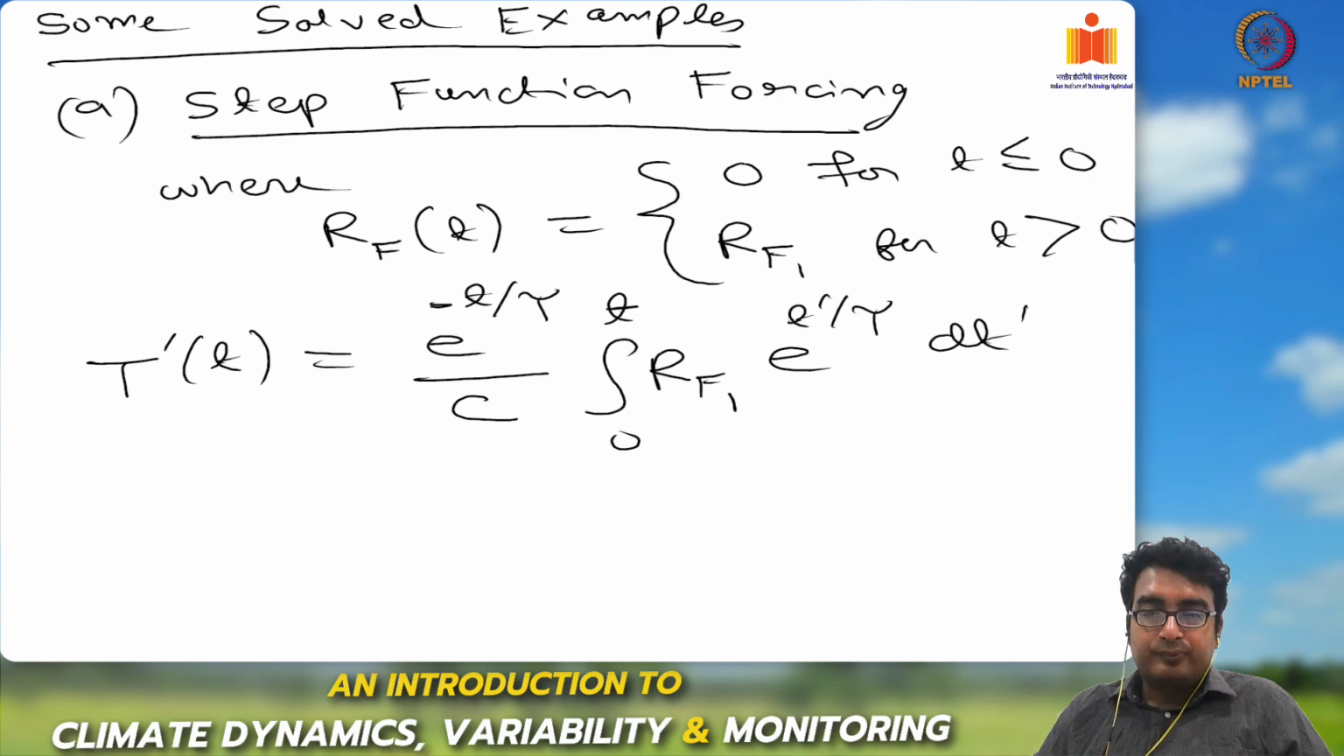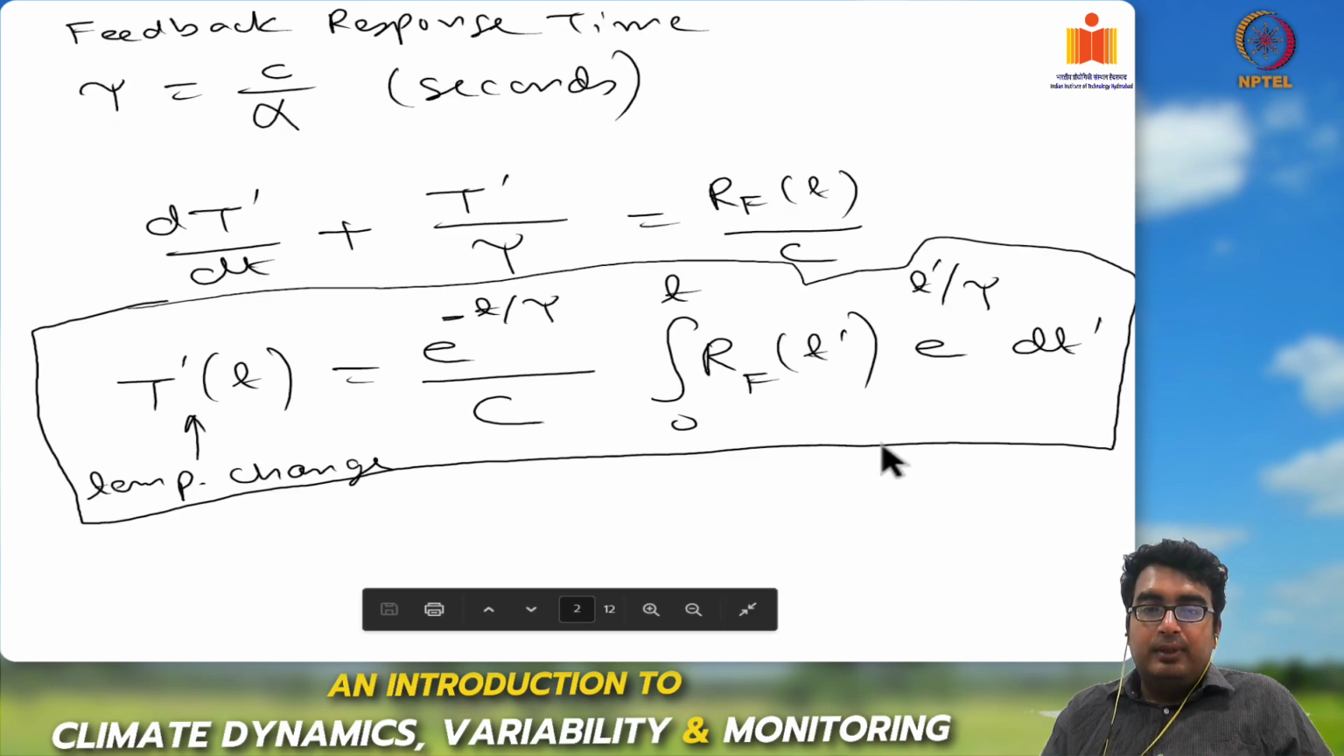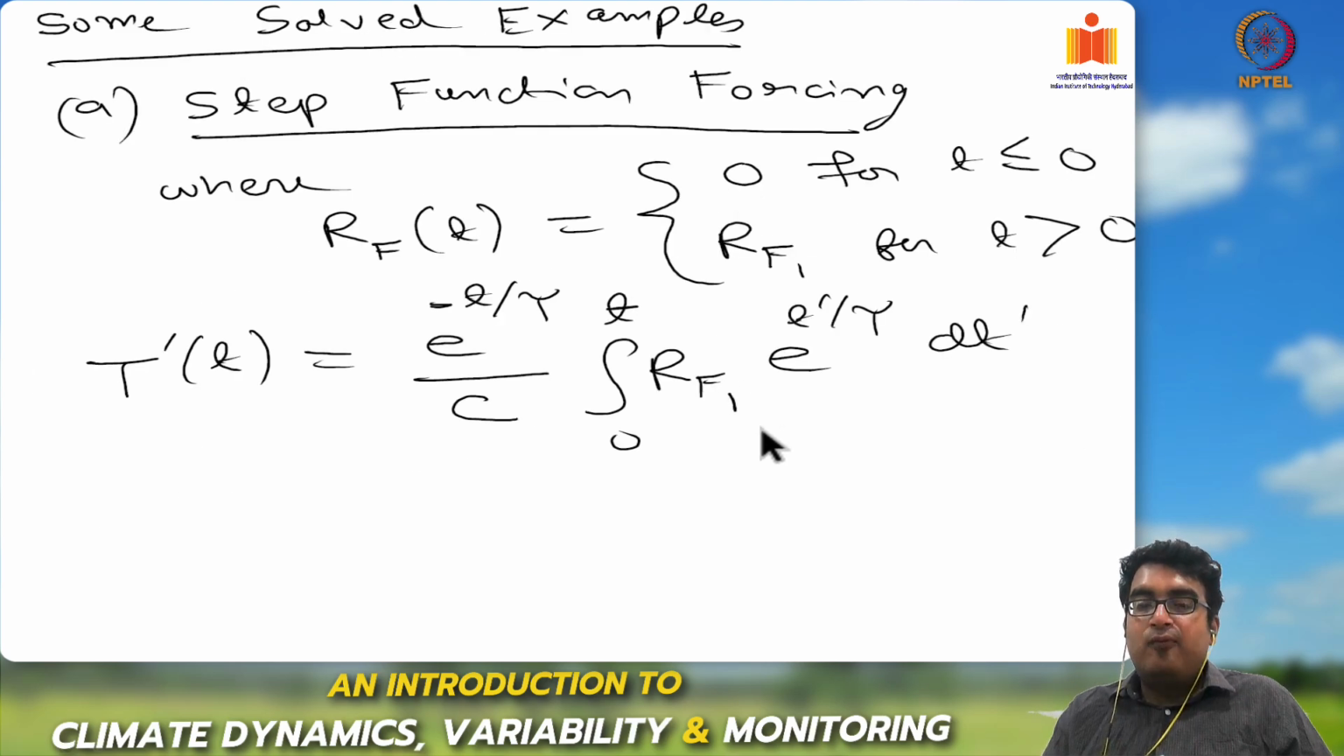So of course this term becomes time independent, so it just becomes RF1 e to the power t' by tau dt', e to the power minus t by tau, divided by C. And because this is constant, we can take it out of the integral and just integrate this expression.